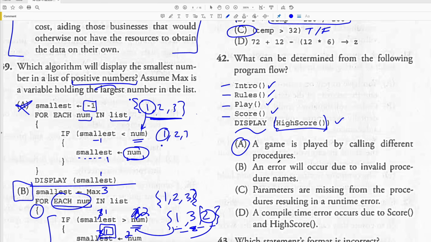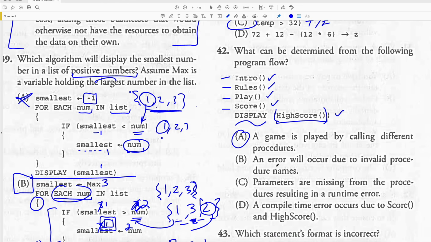In terms of B, an error will occur. No, it's got nothing to do with the procedure names. C, parameters are missing. You can have missing parameters. It's still a call to the function. You don't always need a parameter. D, a compile time error occurs due to the score. They're just making this stuff up. It doesn't mean anything. They're trying to confuse us. So nope, nope, nope. The answer is A.